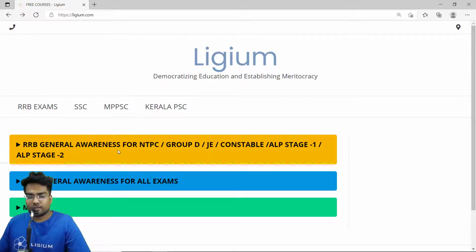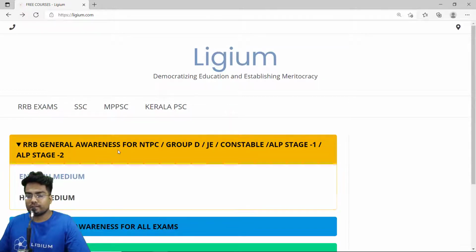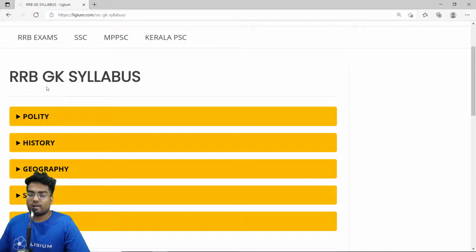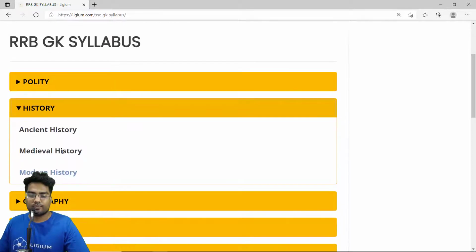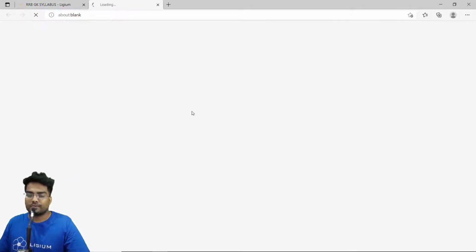So, you know the drill. First of all, you have to go to the RRB General Awareness section. You click here. You go to the English medium. You click here. Okay, so in the English medium, you will find the RRB GK syllabus. Now, obviously, you have to click on history. You click on history and you have to click on modern history.